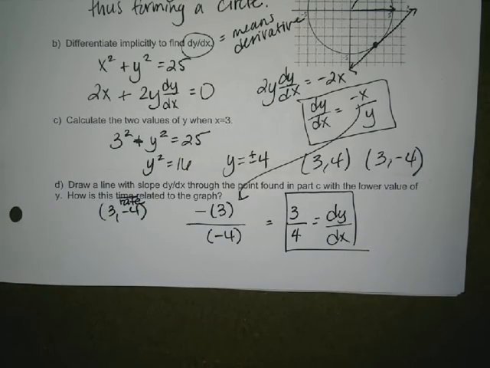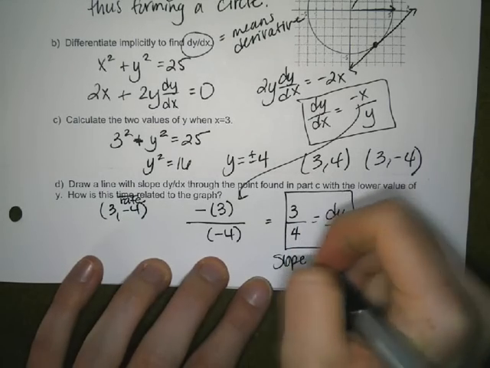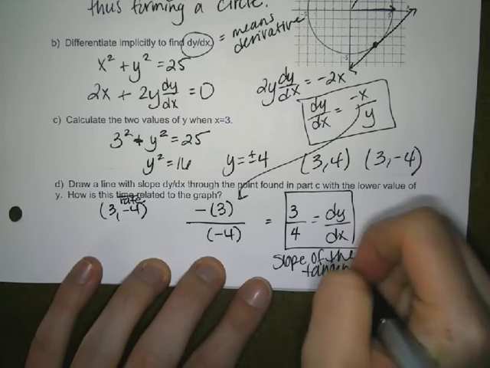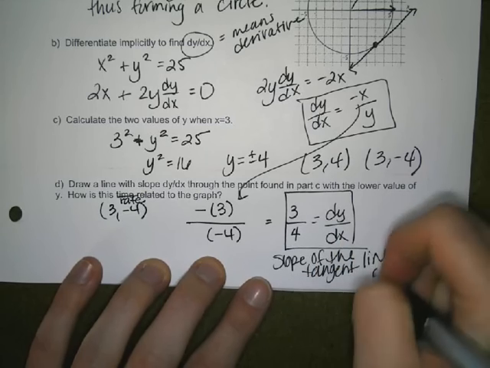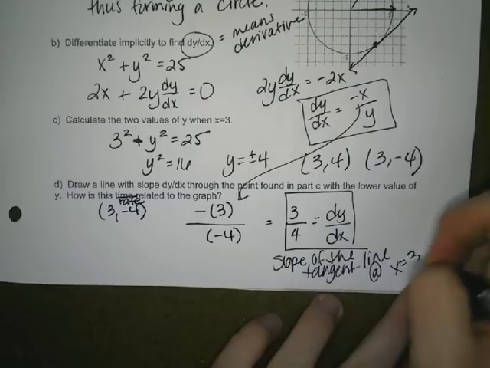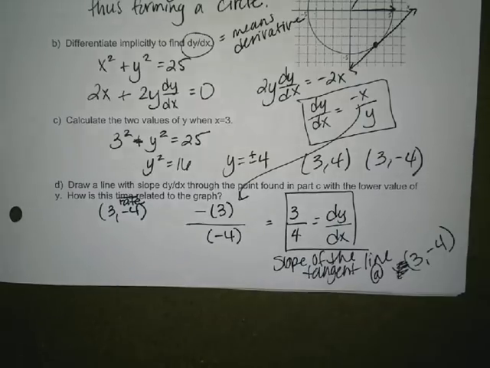And I've said it several times, but this is the slope of the tangent line at x equals 3. I should just say at (3, -4).